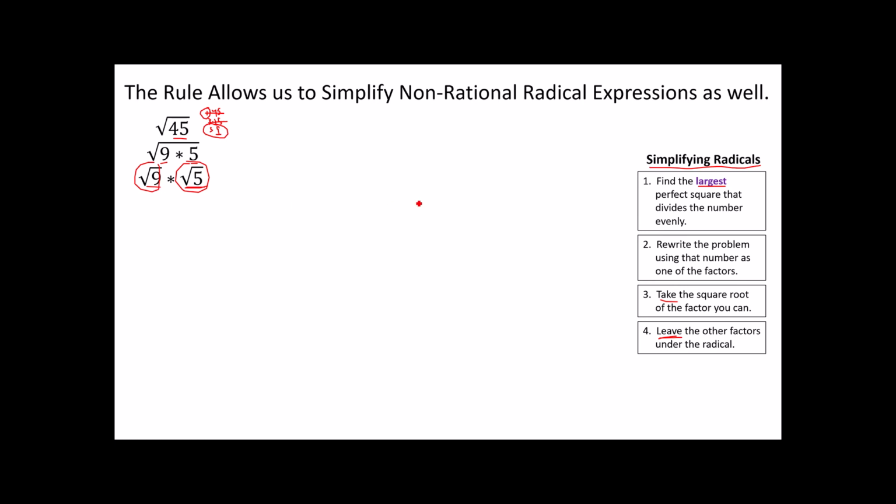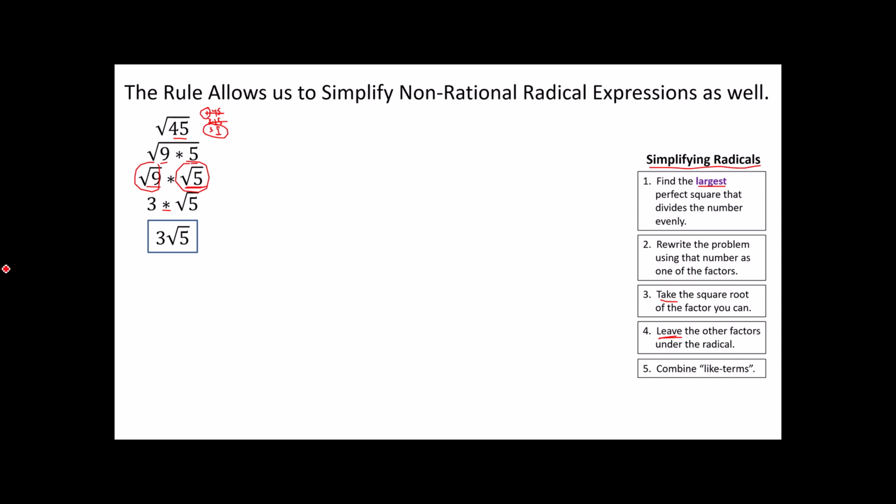The square root of 9 becomes 3. I leave the radical 5 alone. In simplified radical form, this is 3 times radical 5, and most of the time we don't bother writing that times symbol, and we make it 3 radical 5.